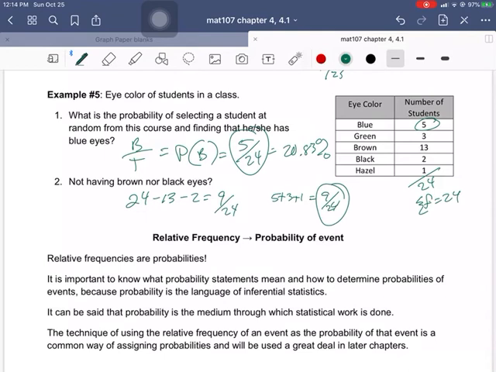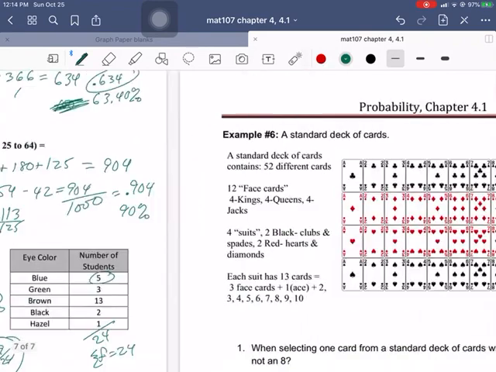Okay, so relative frequencies are probabilities. It's important to know what probability statements mean and how to determine probabilities of events, because probability is the language of inferential statistics when we talk about something that happens after we've learned some things. We're going to infer some things about the population, and we're going to use probability, probably subjective probability, right? It can be said that probability is the medium through which statistical work is done. The technique of using relative frequency of an event as a probability of that event is a common way of assigning probabilities and will be used a great deal in other chapters.